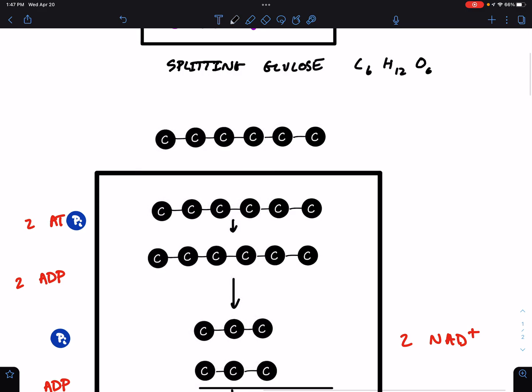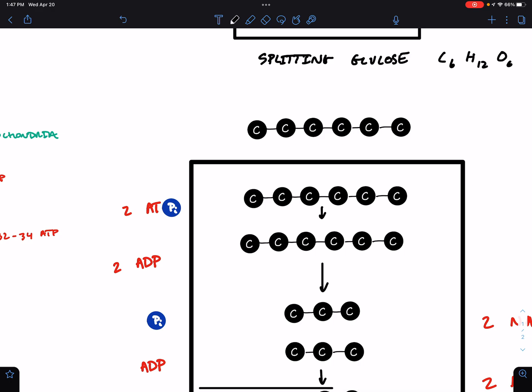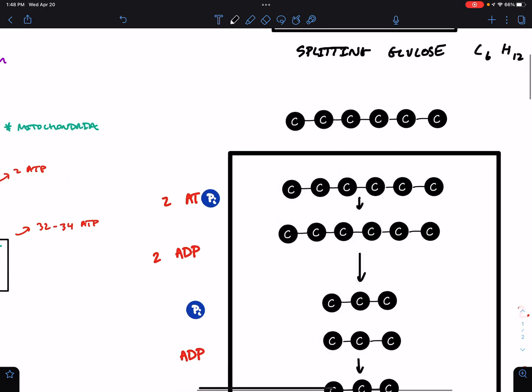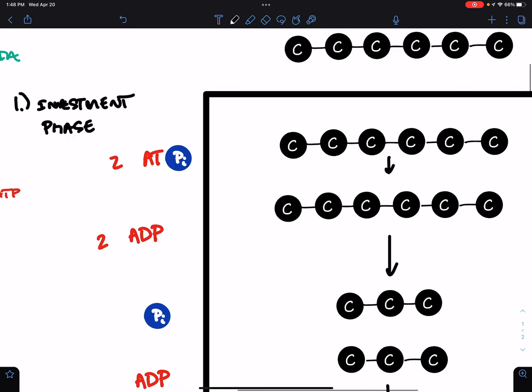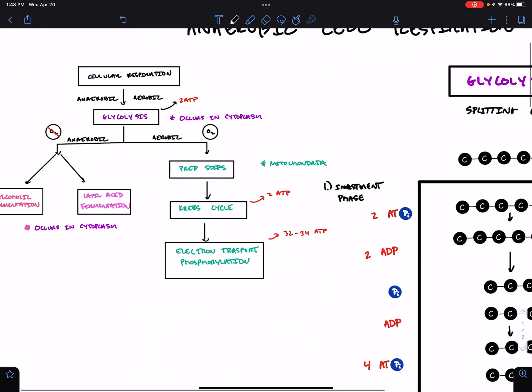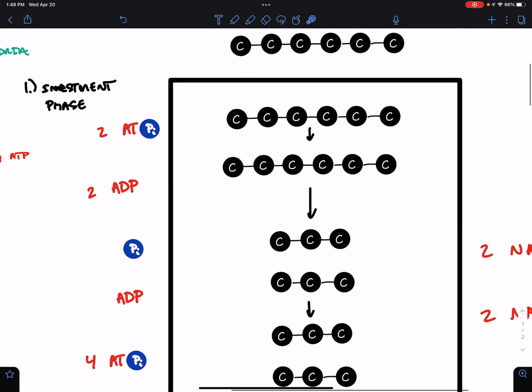Okay, so we start out with glucose. Glucose enters glycolysis, and the first phase of glycolysis is an investment phase. The investment that we're making is in the form of ATP. So we have to spend a little ATP in order to get out the 2 ATP that are created in glycolysis at the end on net.